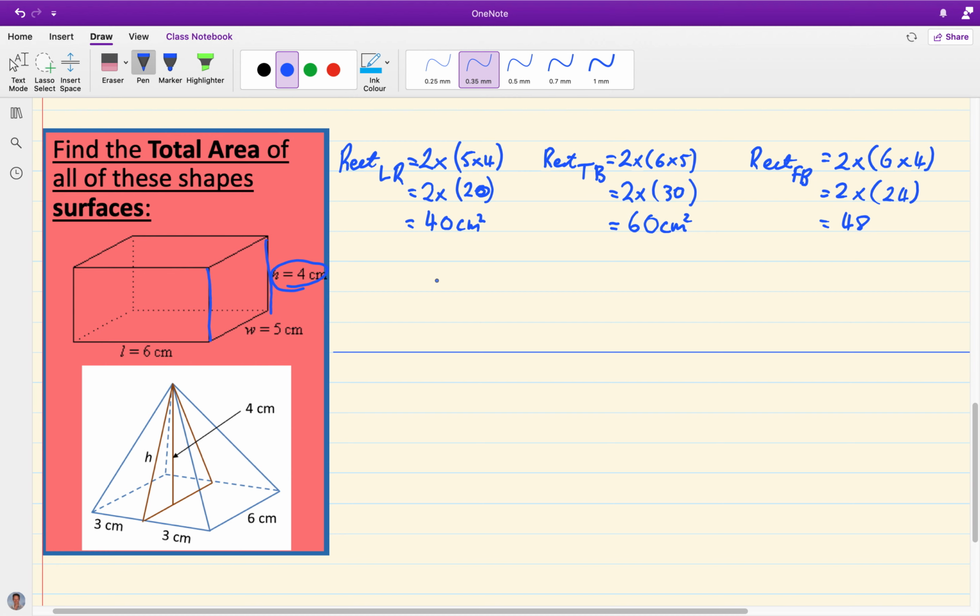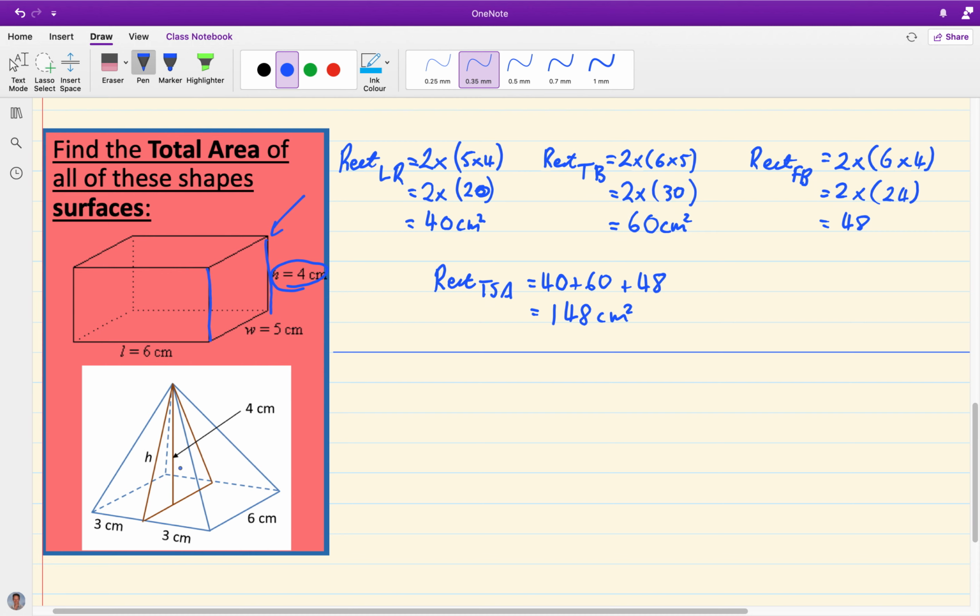Okay. Now the rectangle's total surface area is equal to 40 plus 60 plus 48. Okay. Now I know that 40 and 60 is 100, and 48 on top of that is 148. So the total surface area of that rectangle here, that one right there, is 148 centimetres squared.